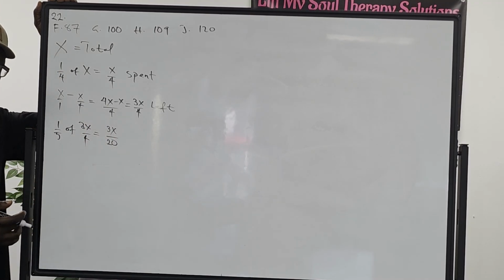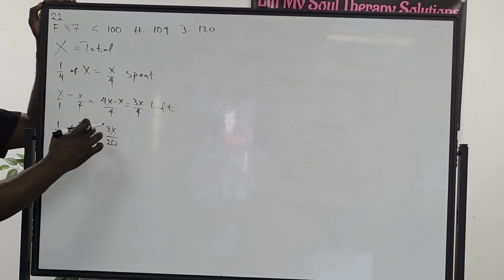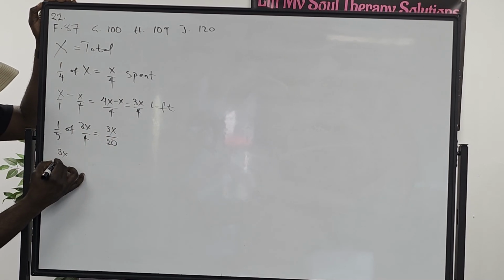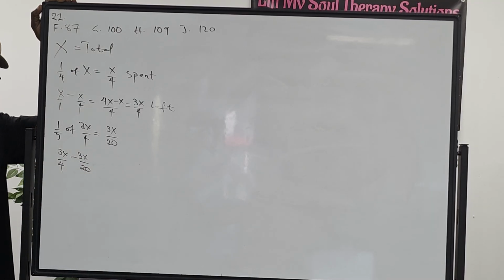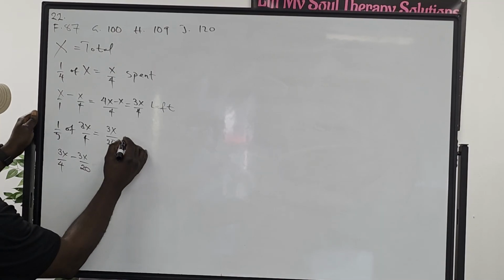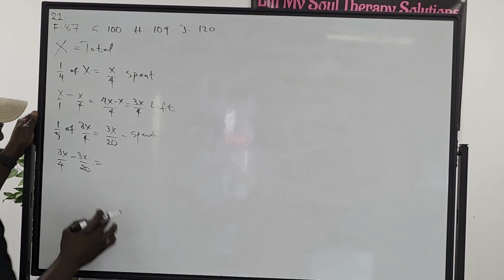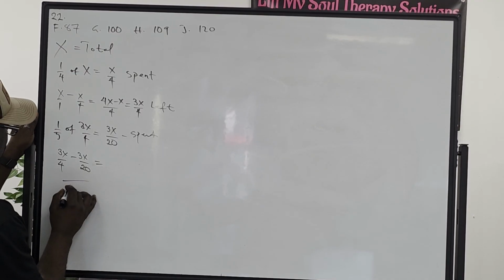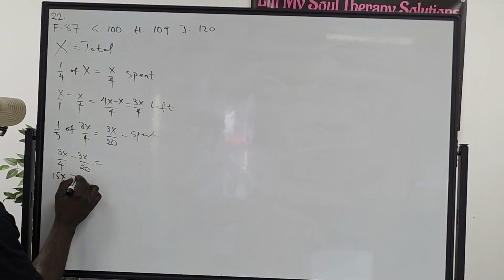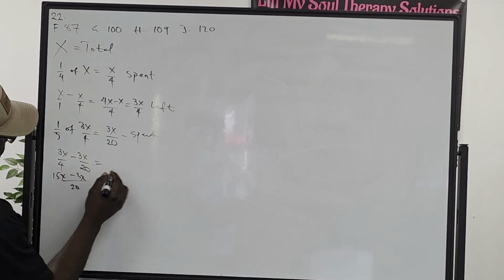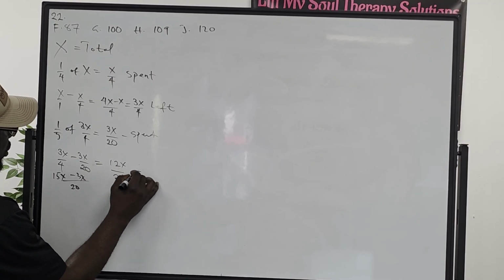So what she has left: initially she had 3X over 4, and she spent 3X over 20 out of it. This is what she spent, and this is what is left. Doing the same thing, 20 here is 5, so 15X minus 3X, and what she has left will be 12X over 20.